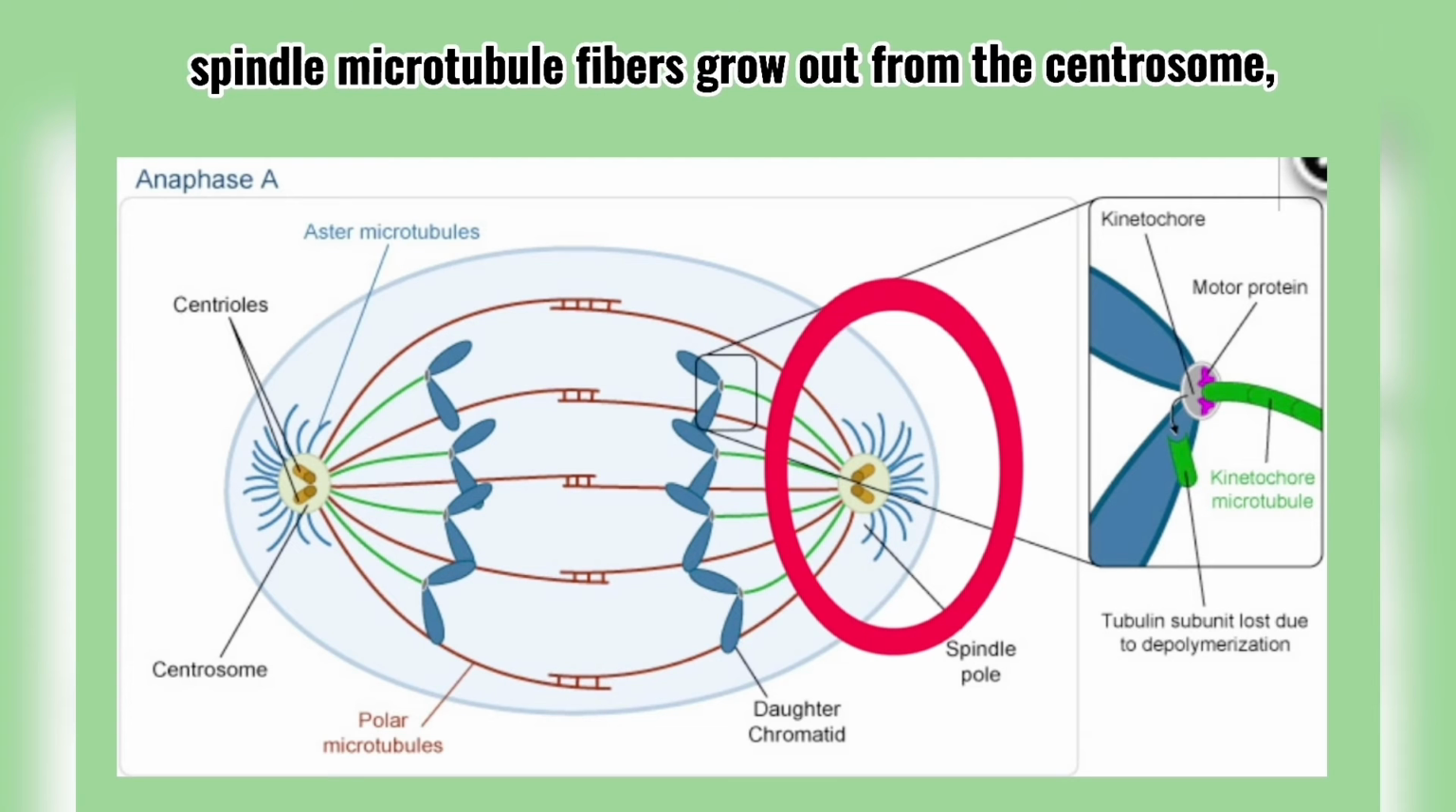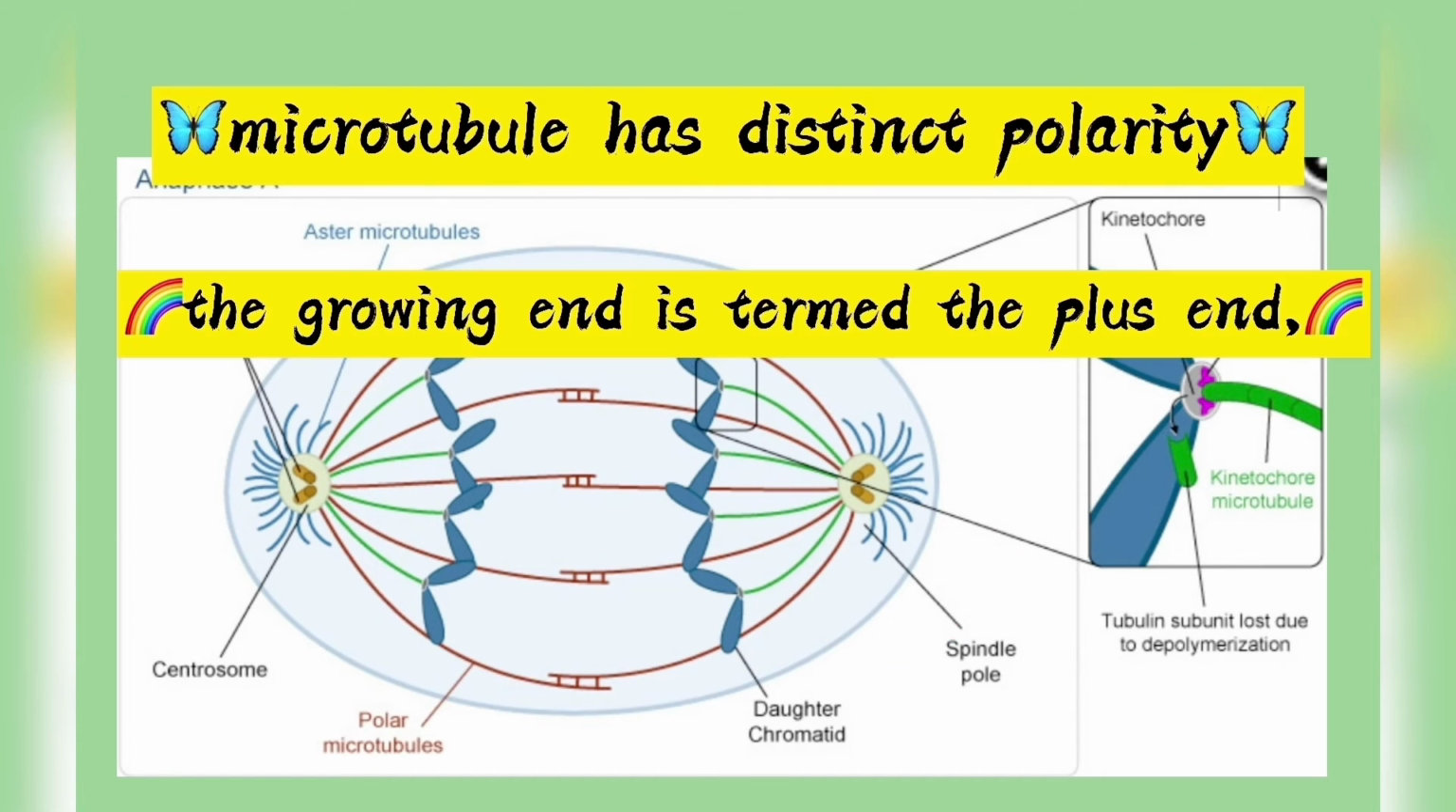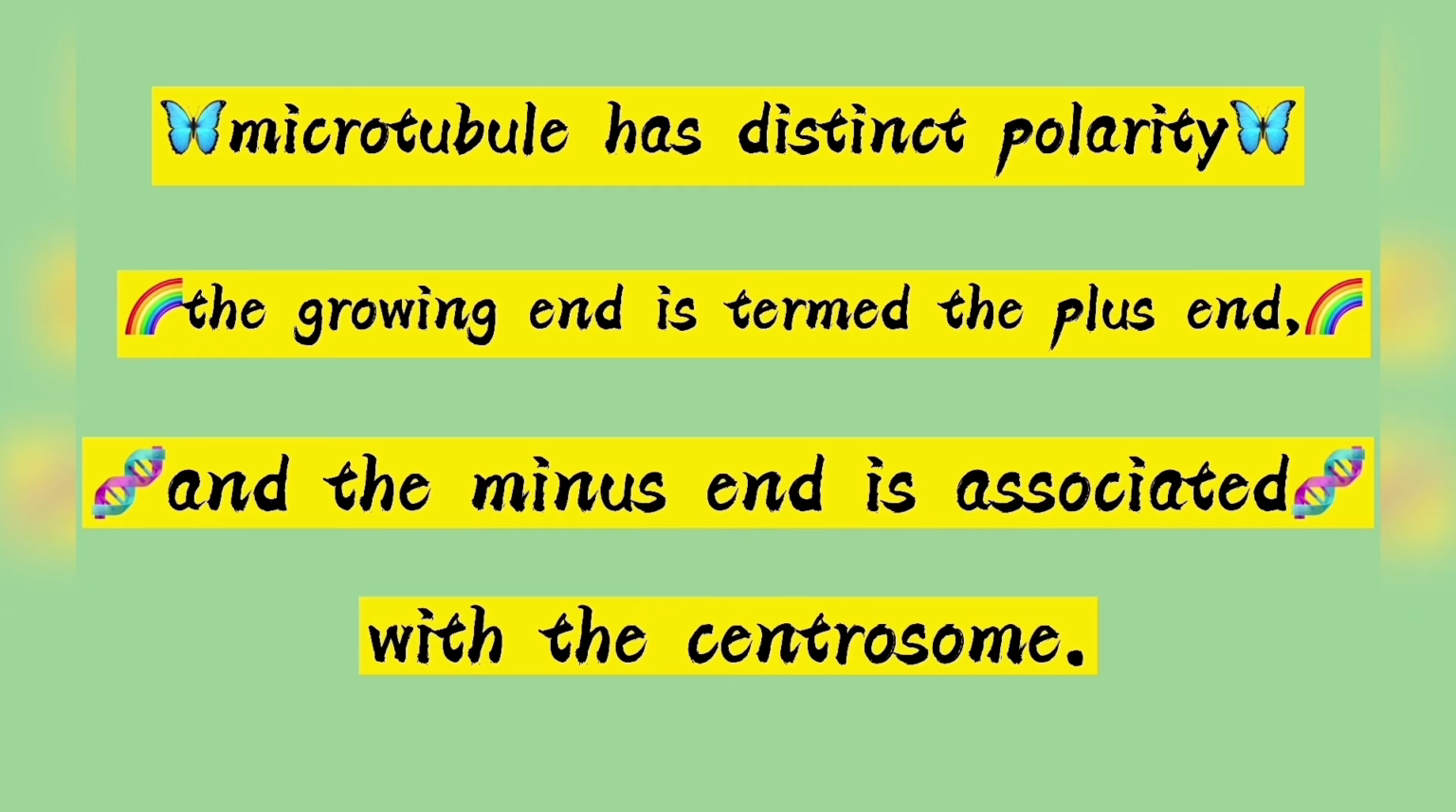Spindle microtubule fibers grow out from the centromere and are polymers composed of alpha and beta tubulin subunits. A microtubule has distinct polarity. The growing end is termed the plus end and the minus end is associated with the centromere.